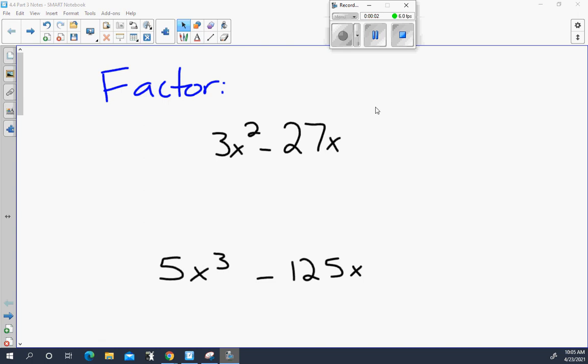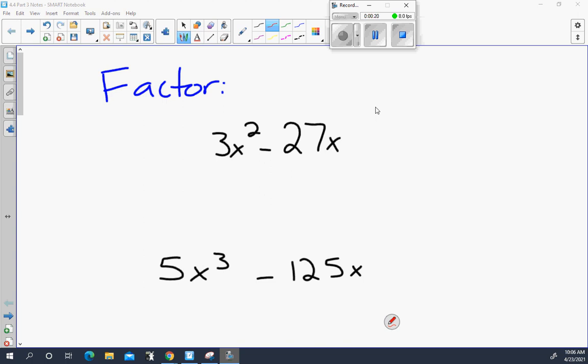All right, starting off the last part of 4.4, still factoring. Factor these polynomials out. So we're going to go through a little bit of a review to start. How do I factor out 3x squared minus 27x?